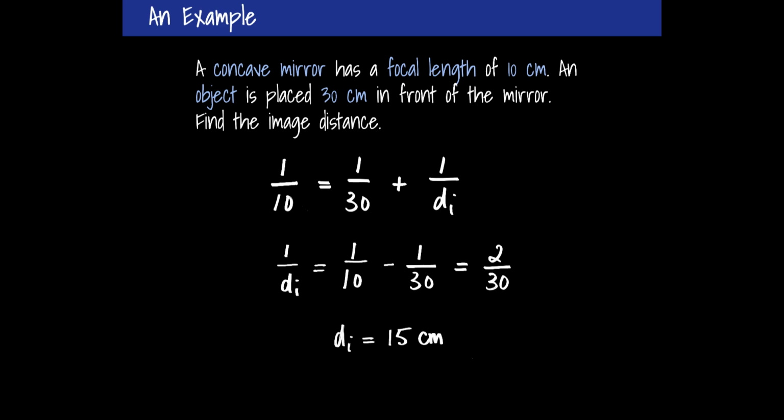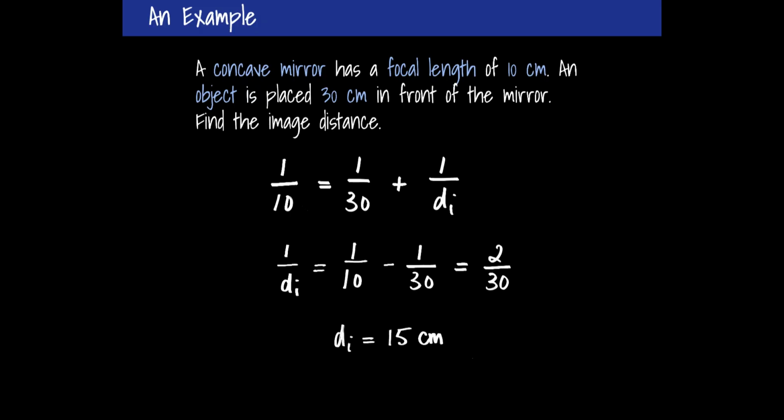Let me actually calculate it. I'll use my equation: 1 over the focal length, which is 10 centimeters, equals 1 over the object distance, which is 30 centimeters, plus 1 over the distance to the image, which I'm looking for. A little bit of algebraic jiggery-pokery, move this to this side of the equation. 1/10 minus 1/30 is 3/30 minus 1/30 is 2/30 is 1 over 15. So 1 over the distance to the image is 1 over 15. The distance to the image is 15 centimeters.